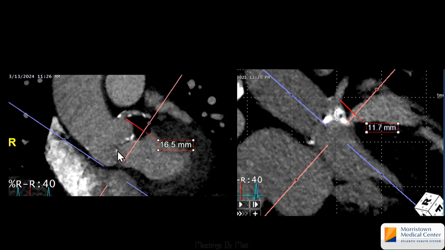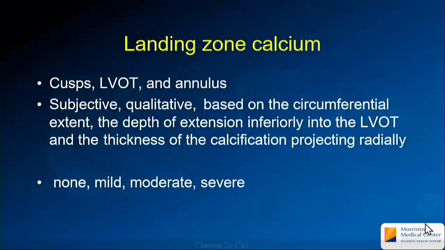And so here's an example on the left. Distance here is 16.5 millimeters. We're happy with that, whereas this one on the right is under 12 millimeters. 12, 11 is kind of, you've got to worry about whether or not this is the right thing to do.